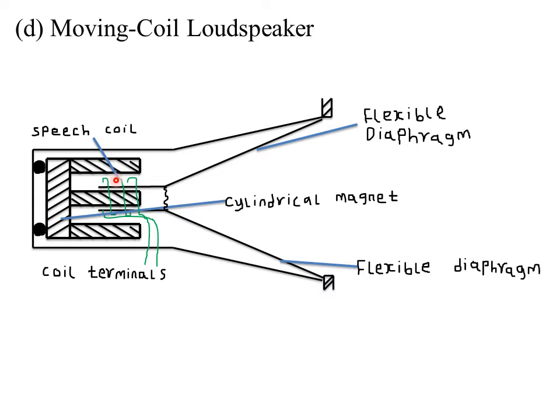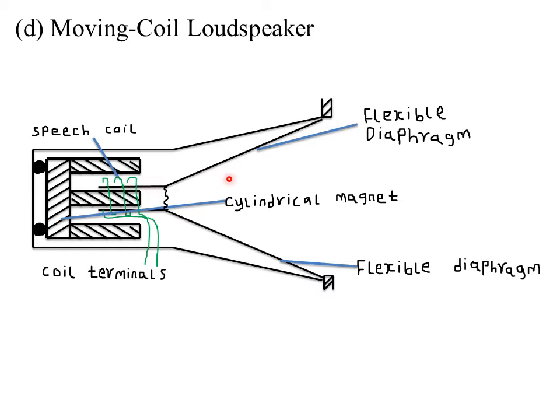So the induced magnetic field within that particular conductor carrying current interacts with the magnetic field of our cylindrical magnet here. So the interaction of the magnetic field of the cylindrical magnet and the magnetic field produced due to the conductor carrying current causes the speech coil to vibrate. So as the speech coil vibrates, it also causes the diaphragm to vibrate, because remember the speech coil is attached to our flexible diaphragm.